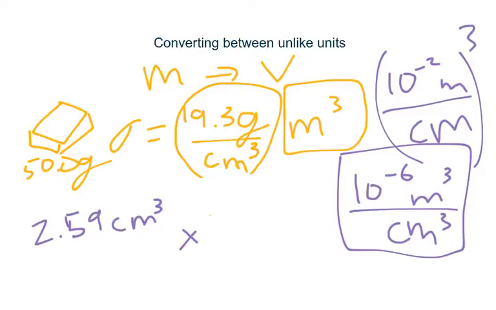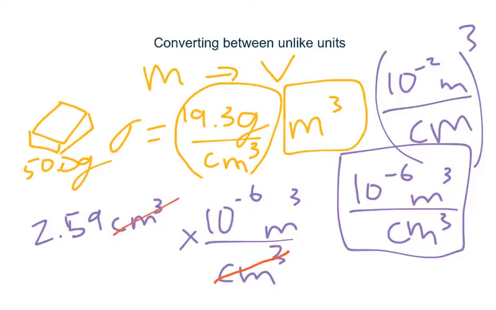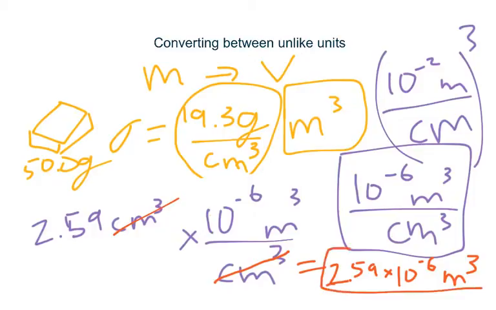So let's now use it. Cubic centimeters on the bottom, and 10 to the negative 6 cubic meters on the top. Our cubic centimeters cancel out, and we're left with 2.59 times 10 to the negative 6 cubic meters as our final answer. And look, that's perfectly written in scientific notation, and that's great.